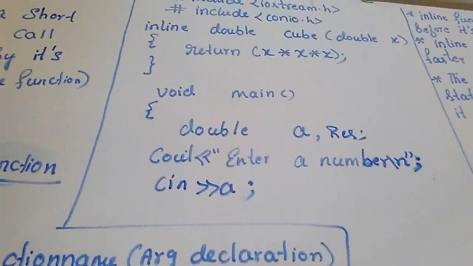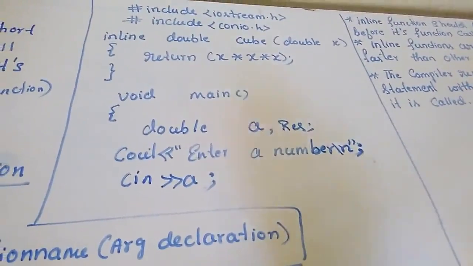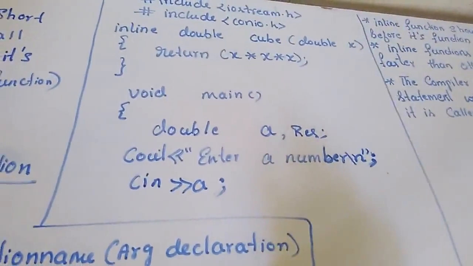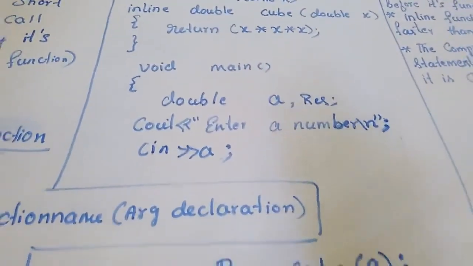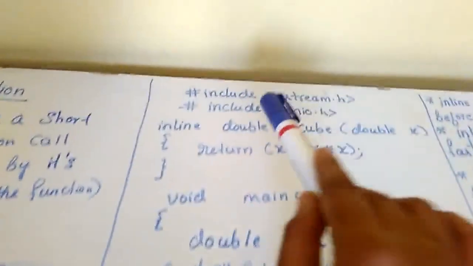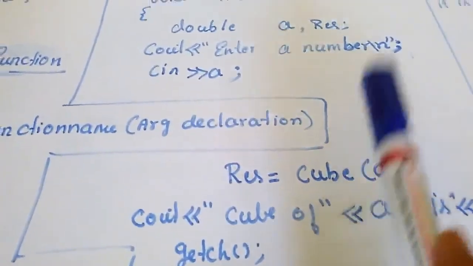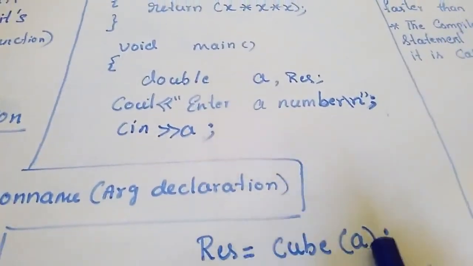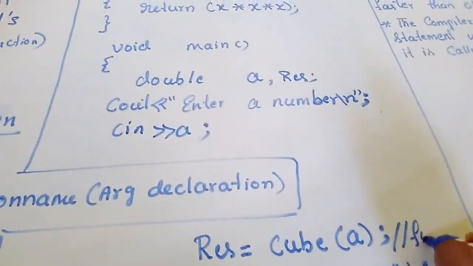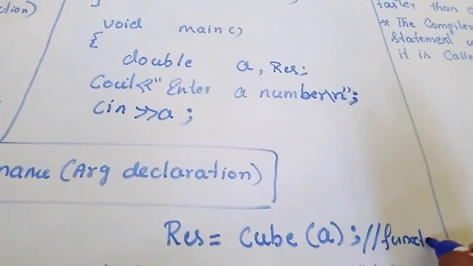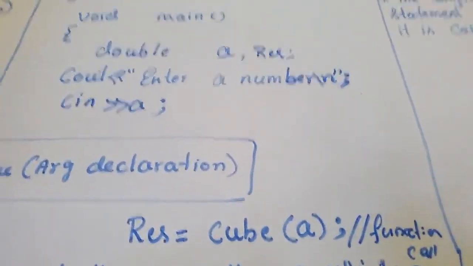When we add the keyword inline to a function definition, what happens? Whenever we call the function, instead of control transferring from the calling function, which in this example is main, to the function definition, the code itself is replaced here. This is a function call, isn't it? That function call is replaced by its actual code.